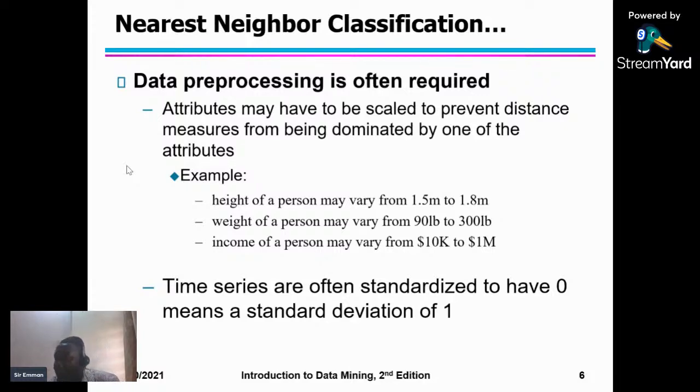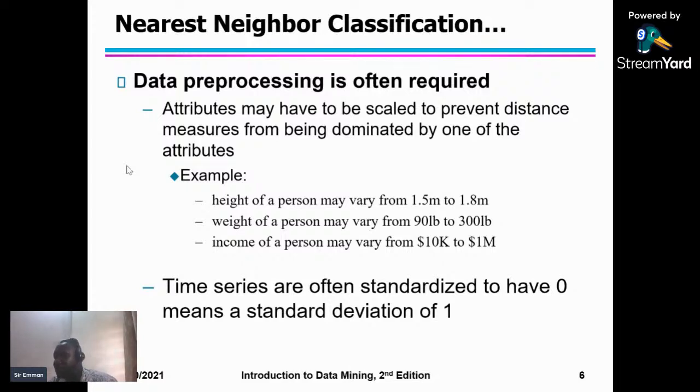The weight of a person may vary from 90 pounds to 300 pounds. Income of a person may vary from $10,000 to $1 million. And so that's why we need to check and make sure that we are picking a K value that is pretty much in a good range.